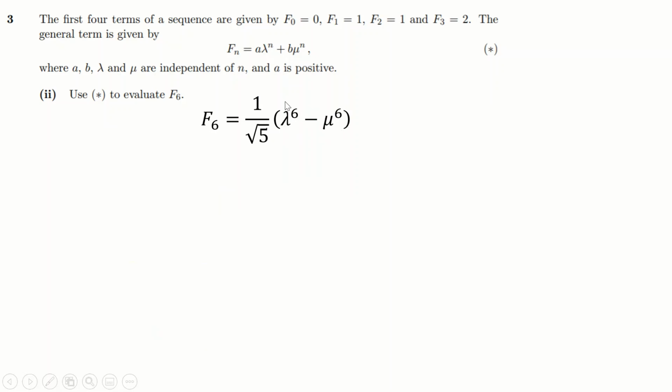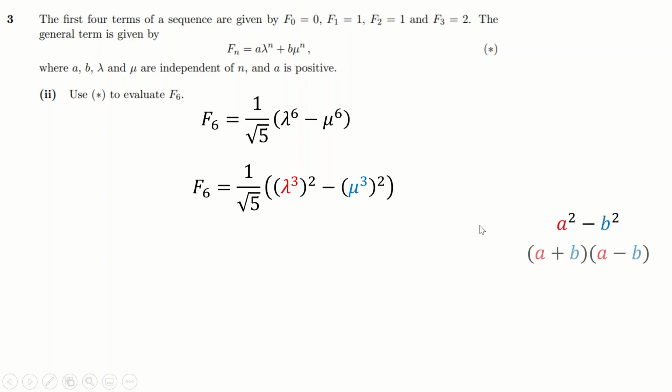Now, this doesn't look like it immediately, but this is actually a difference of two squares, because I can write this as lambda to the 3 all squared, because you multiply those to make 6, minus mu to the 3 all squared. And now here are my two squares, right? That's this thing squared minus this thing squared.